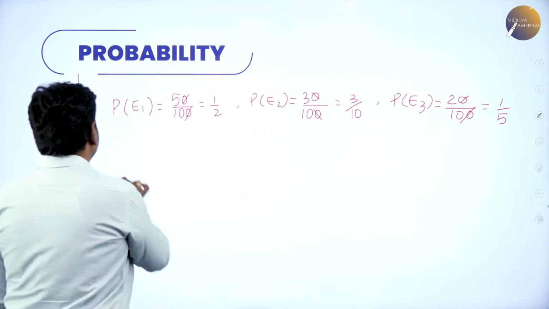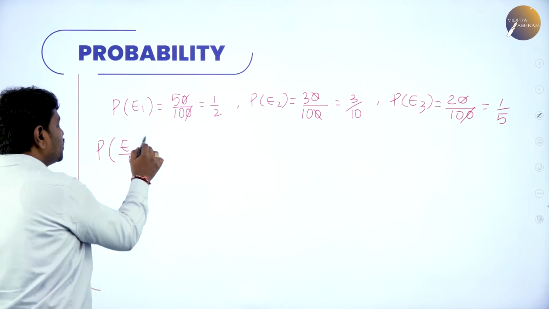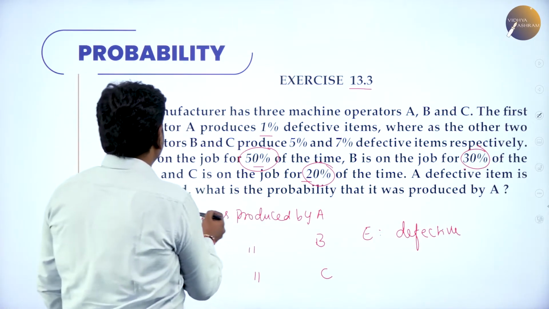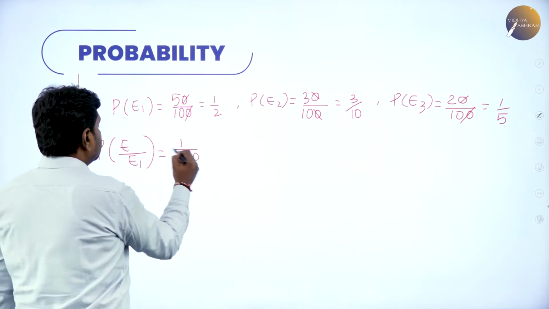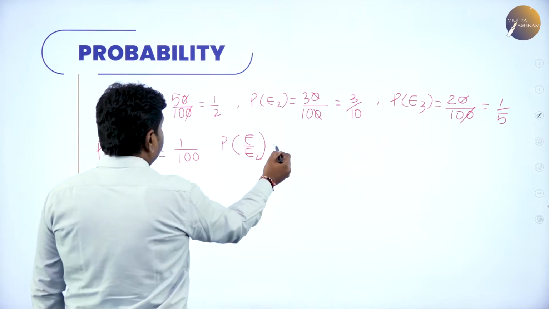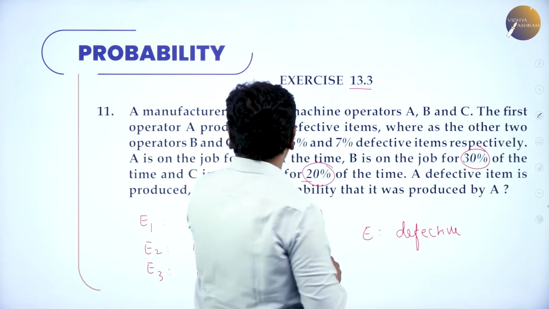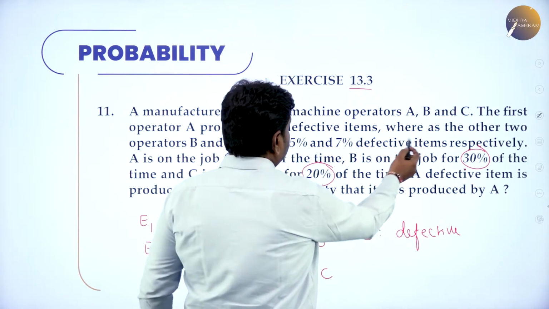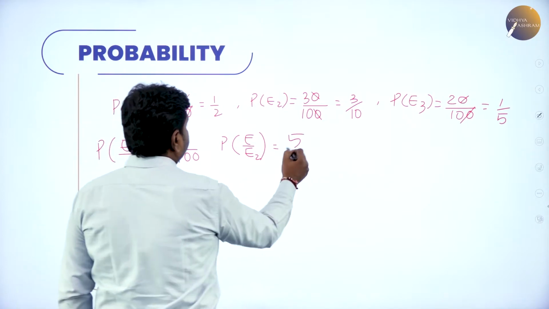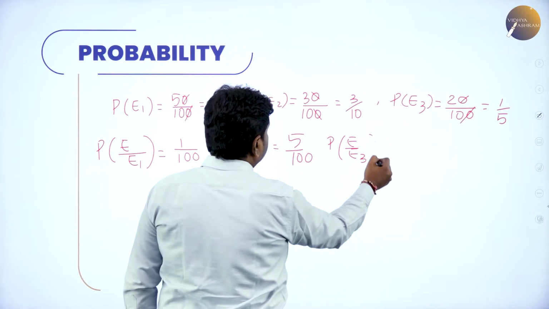Now P of E by E1 means probability of defective item produced by machine 1 or machine A. Machine A produces 1%, they told. That will be 1 by 100. And P of E by E2 means defective items produced by second machine. Second machine produces how much? Machine operators B and C produce 5 and 7. So 5%. The other one produces 7%. P of E by E3 is 7%.